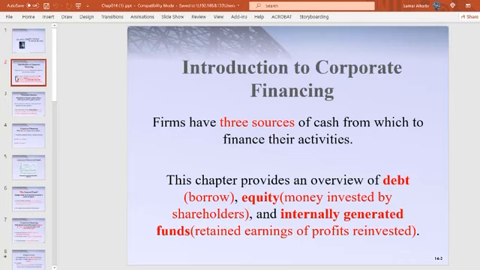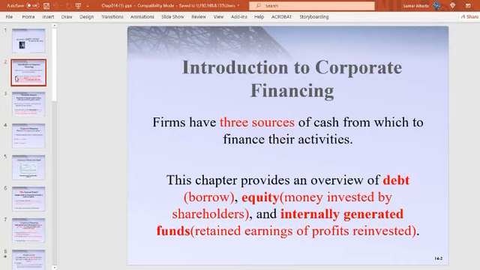The second one, equity. Always when I say equity, think of shares. So the company has one way to raise money, which is to issue shares to investors, and the investor will pay the money to the company, right? Then we can do our activities.